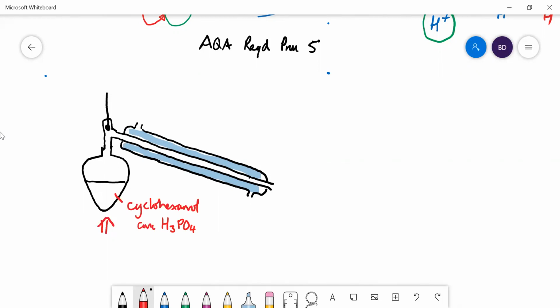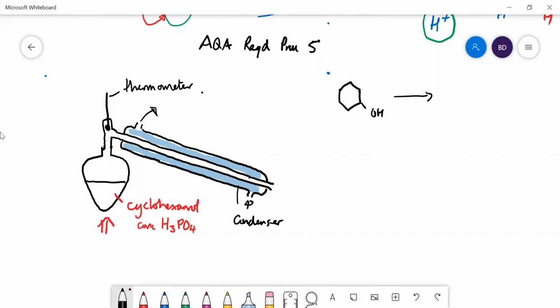Right, and you warm it up, and this is of course your condenser. You put your water in at the bottom and out at the top, and you need a thermometer here to monitor the temperature. And that's sealed there. Right, let's just have a think. So we are going to get cyclohexanol, which is like this. And when you dehydrate that, you're going to get cyclohexene.